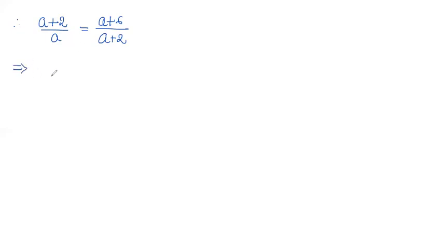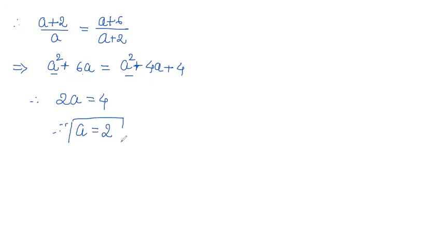आता हे सॉल्व्ह करूयात. क्रॉस मल्टिप्लिकेशन a square plus 6a is equal to a square plus 4a plus 4. a plus 2 square, that's an expansion. Therefore हा a square cancel झाला. 6a मधनं 4a मायनस घेतला. 6a मधनं 4a घेतला तर काय तो 2a. 2a is equal to 4. Therefore a is equal to 2. First term, that is equal to 2.